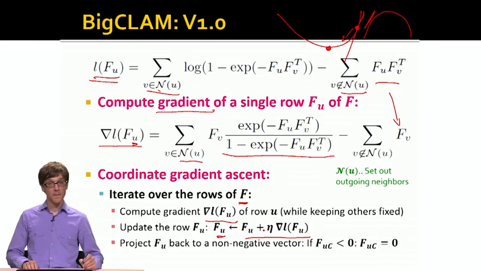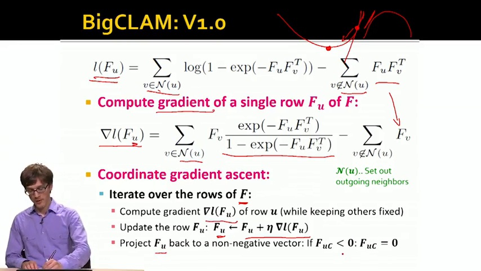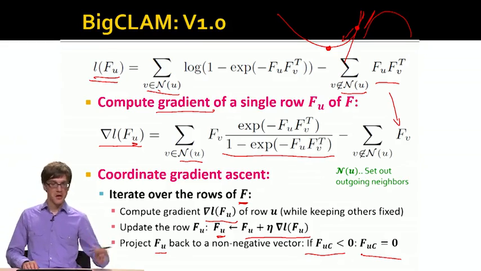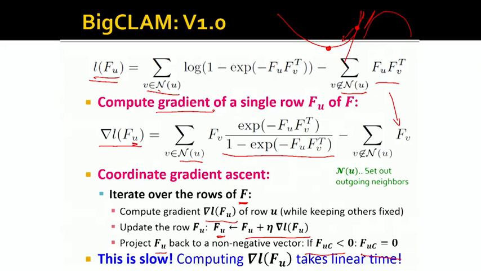One little thing here is that sometimes this membership strength can become negative. If the membership strength becomes less than 0, we just reset it back to 0, and we keep iterating this until the method stops changing F, which means we have converged to the top. What is important to note, though, is that this is very slow. Why is it slow? Because computing the gradient for a given node takes linear time, meaning we have to go over all the data.